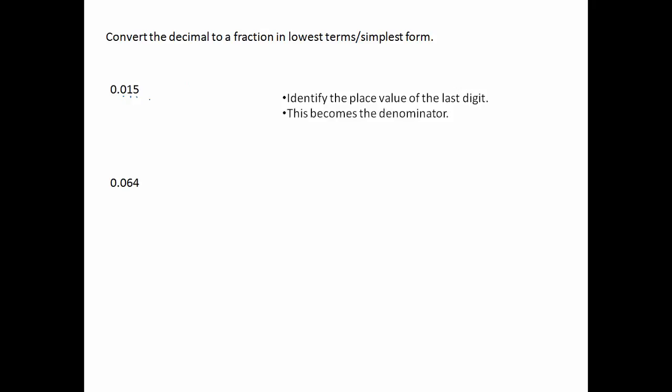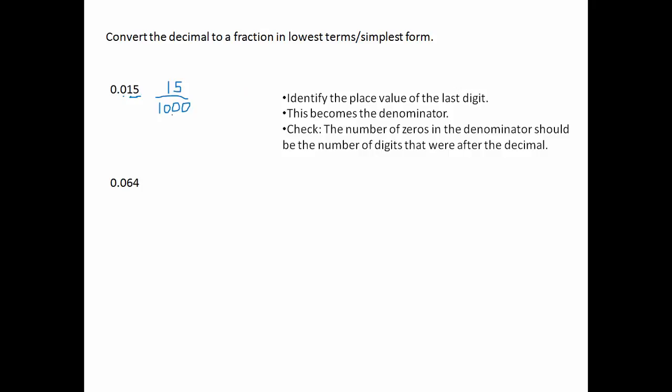That last place value is 1,000, so I'm going to take my number and I'm going to put it over 1,000. And when I say my number, I mean whatever is after that decimal. Well, here, 15. That 0 doesn't really do anything. It's a placeholder, and I don't need it when I'm just writing out the 15. So 15 over 1,000. As a double check, make sure that the number of zeros in your denominator is equal to the number of digits that were after the decimal place originally. So I've got 1, 2, 3 zeros down here, and I've got 1, 2, 3 digits after the decimal point in my original.